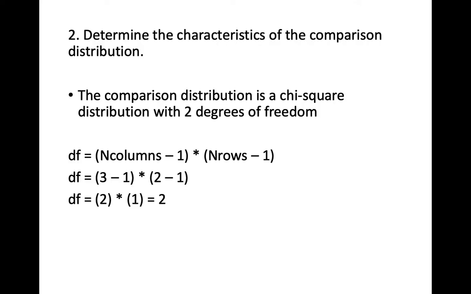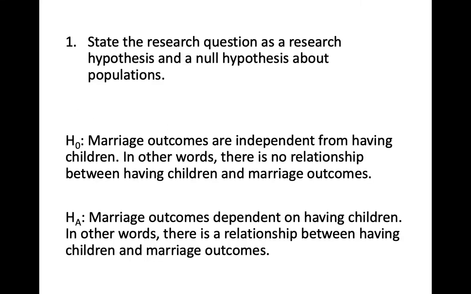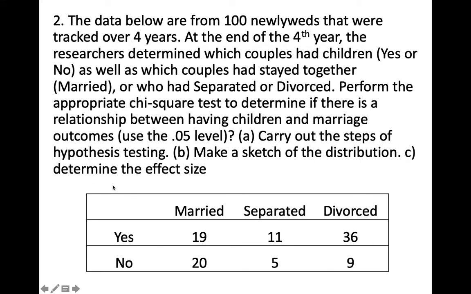So the second step is to determine the characteristics of the comparison distribution. The comparison distribution, of course, is going to be a chi-square distribution. The way that we figure out the shape of the chi-square distribution when doing a chi-square test for independence, that is with two variables, is we have to determine degrees of freedom based on the number of columns and the number of rows in the contingency table. So our contingency table is right here. In our contingency table, we've got 2 rows and we've got 3 columns.